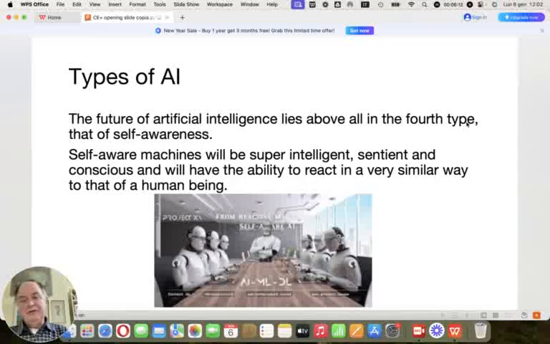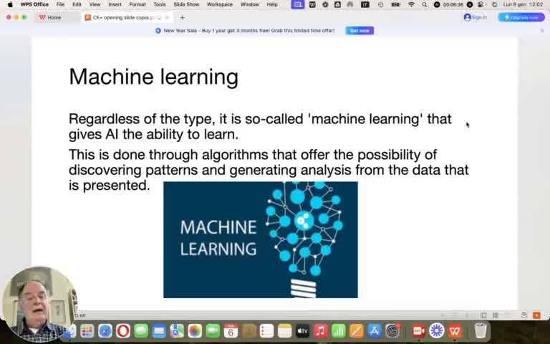The future of artificial intelligence lies above all in the fourth type, that of self-awareness. Self-aware machines will be super intelligent, sentient, and conscious, and will have the ability to react in a very similar way to that of a human being. Regardless of the type, it is so-called machine learning that gives AI the ability to learn. This is done through algorithms that offer the possibility of discovering patterns and generating analysis from the data that is presented.